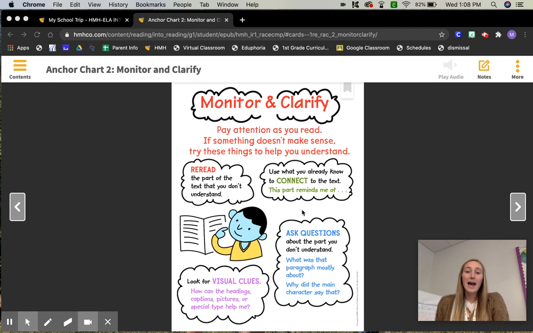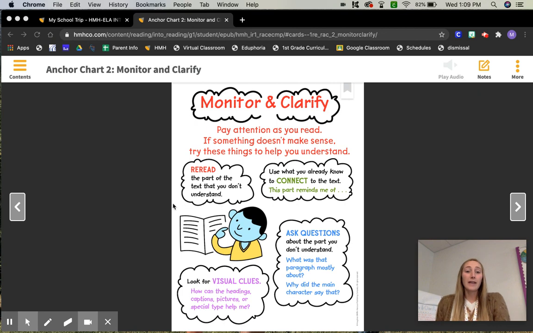And then lastly, ask questions about the parts that you don't understand. Like, what was the paragraph mostly about? Or why did the main character say that? A lot of times I have questions. I'm like, oh, I don't know if I really understand because that was confusing to me. And a lot of times I'll have to ask myself questions like, why did the main character say that? And most of the time it can actually help you predict what's going to happen next in the story. So that's super important also.